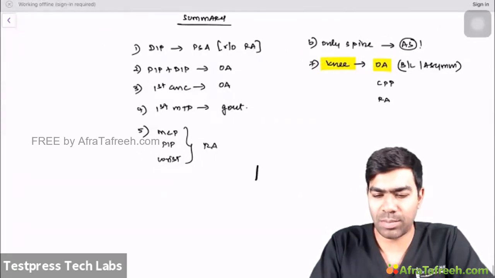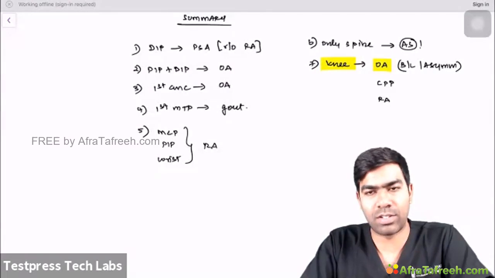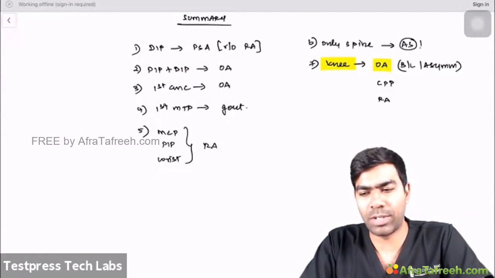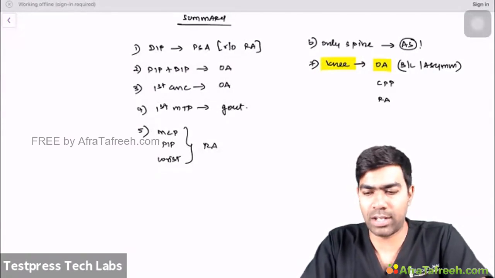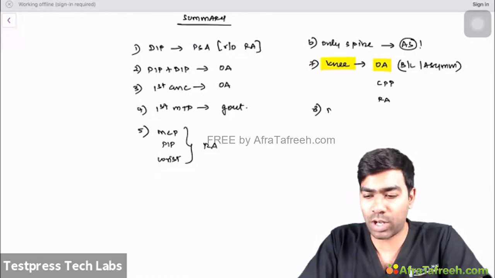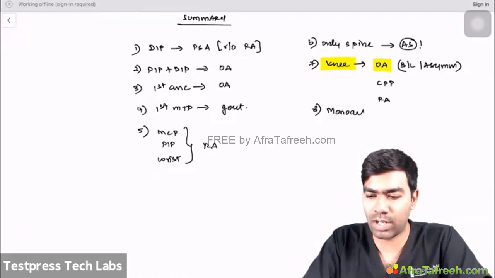So these are some of the joints that you need to know as far as your exams are concerned. This will give an overall clue. And the eighth gold standard point that you know is any monoarthritis of a large joint.